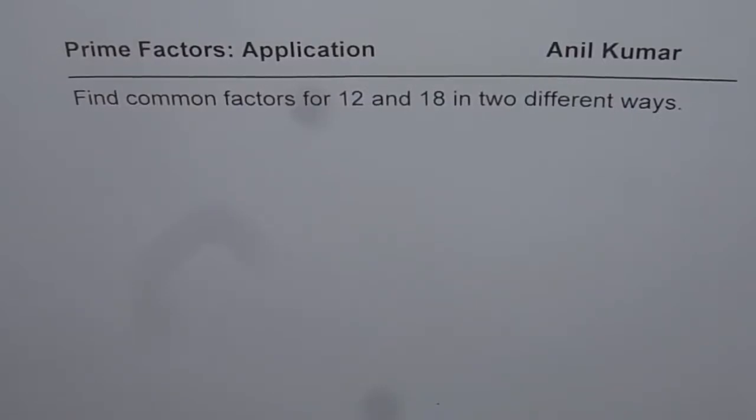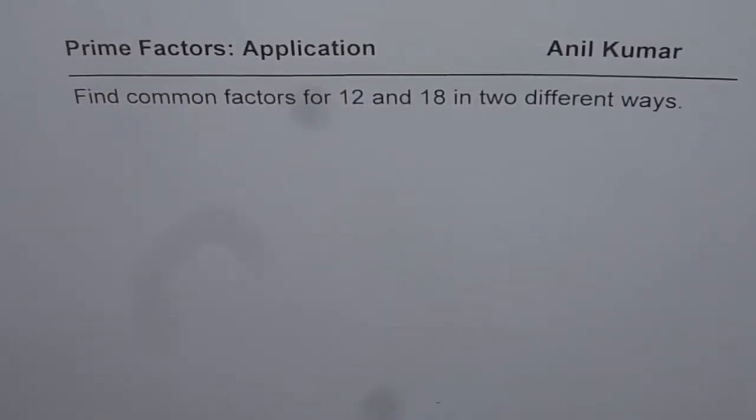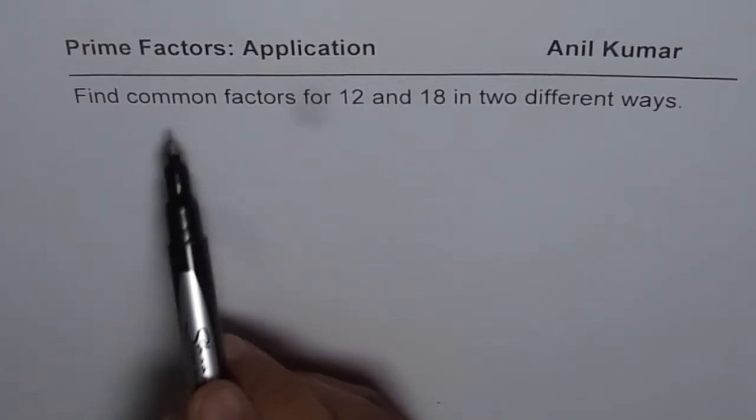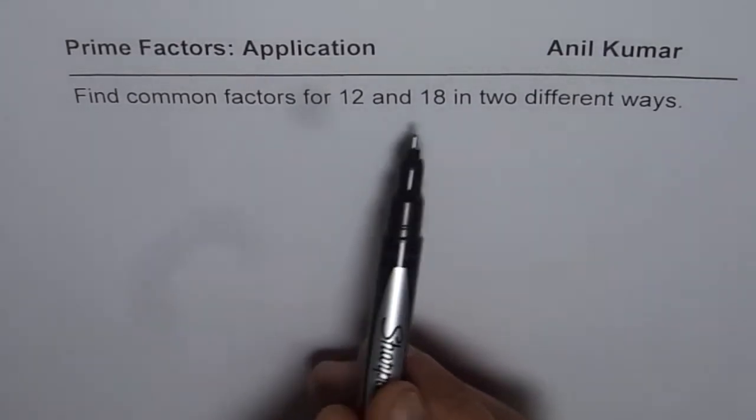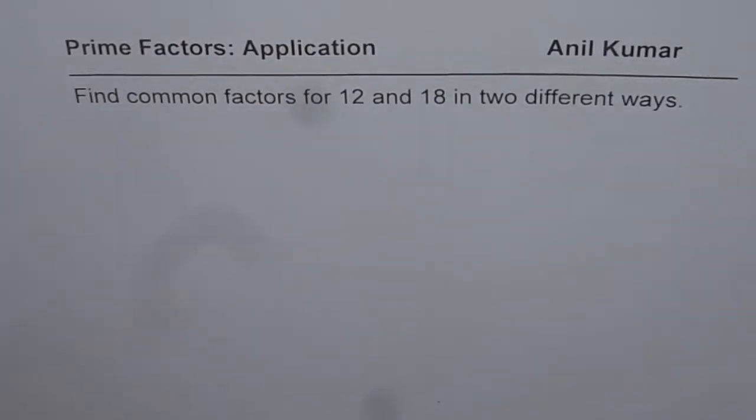I'm Anil Kumar, and in this video we will understand two concepts. One, prime factorization, and the other, factor rainbow. So the question here is, find common factors for 12 and 18 in two different ways.